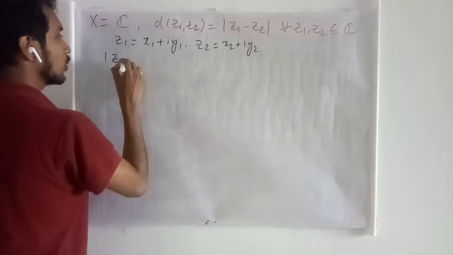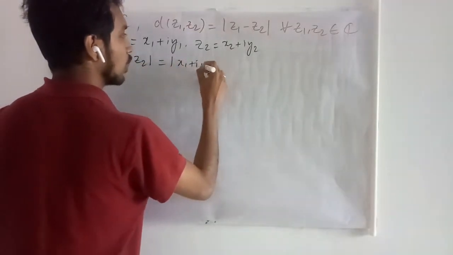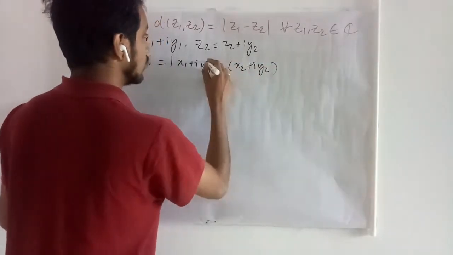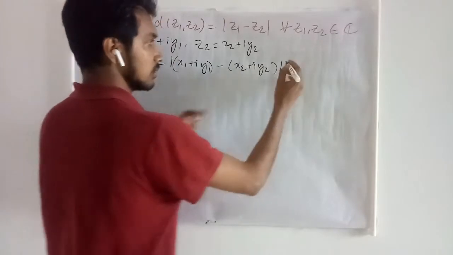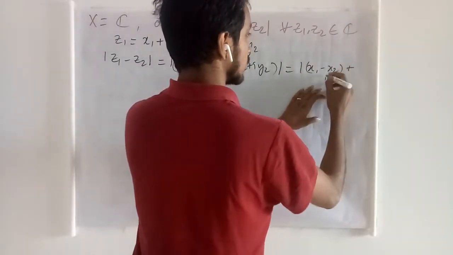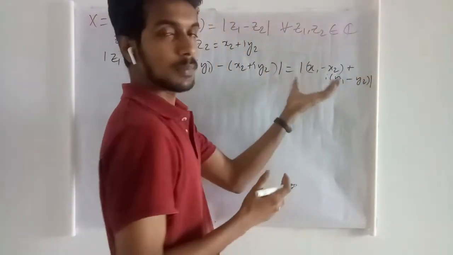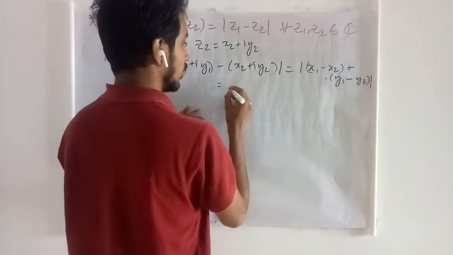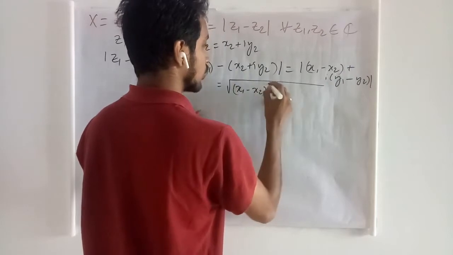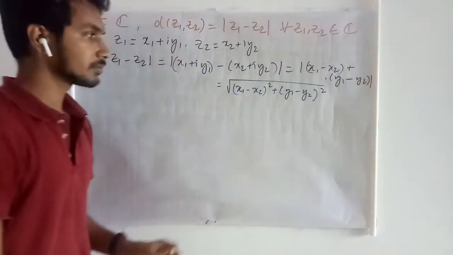Now, what is the absolute value of z1 minus z2? It is nothing but x1 plus iy1 minus (x2 plus iy2), and this is defined. This is (x1 minus x2) plus i times (y1 minus y2), and the absolute value on the complex numbers is defined to be the square root of (x1 minus x2) whole square plus (y1 minus y2) whole square.